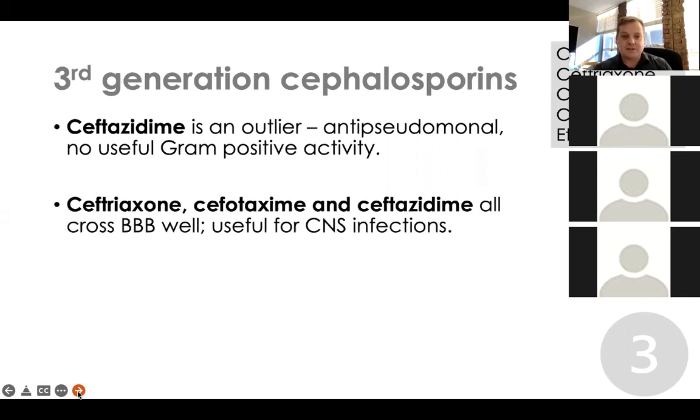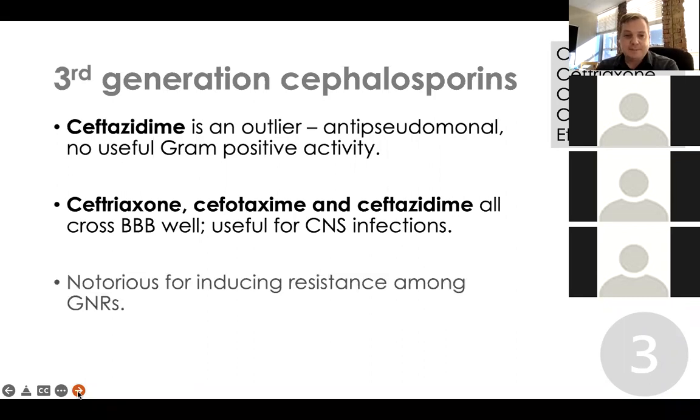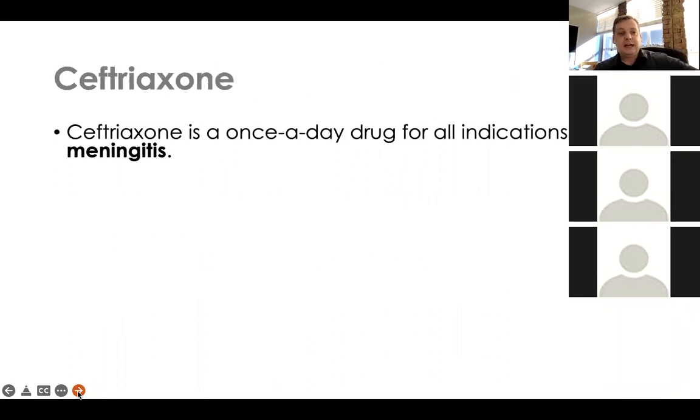Ceftriaxone, cefotaxime, and ceftazidime all cross the blood-brain barrier well, so they're very useful for CNS infections. Obviously, ceftazidime doesn't have gram-positive activity, so you wouldn't use it empirically. You'd only use it if you had a known gram-negative that was causing CNS infections. They're notorious for inducing resistance among gram-negatives, and so this is one reason why the empiric use is discouraged in many settings, for example, pneumonias.